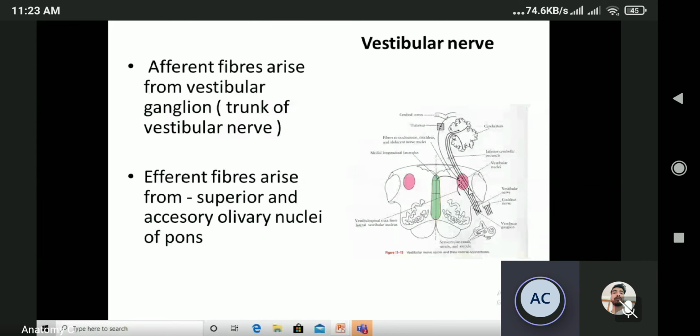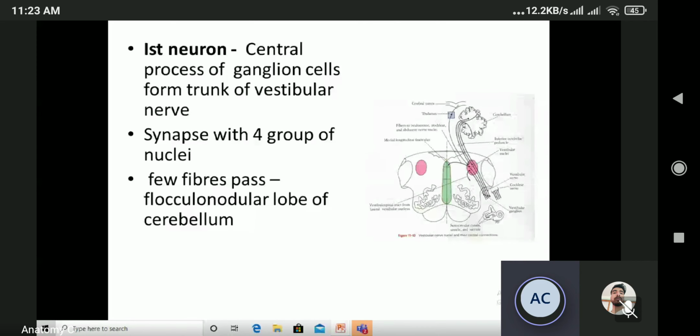Now come to the orders of neuron. The first order neuron mainly arises from the central process of the ganglion cells, that is around the trunk of the vestibular nerve. From here the first order neuron arises, and they synapse with the four vestibular nuclei. So this is the first order neuron which arises from the trunk of the vestibular nerve, and these fibers synapse with the four vestibular nuclei.